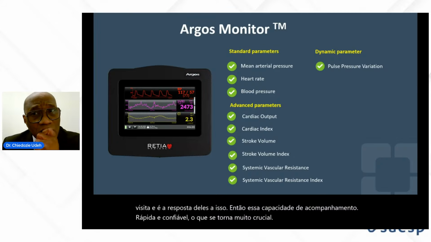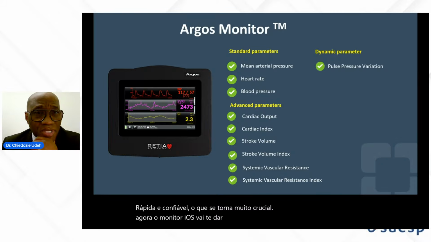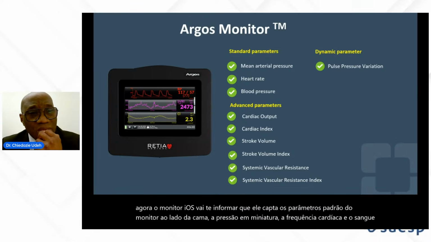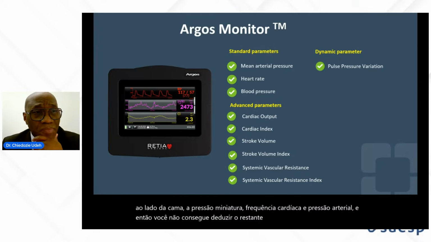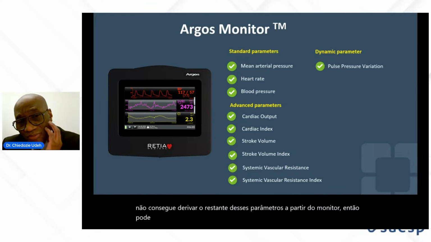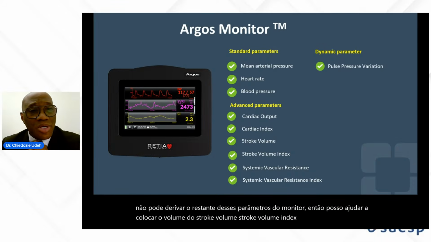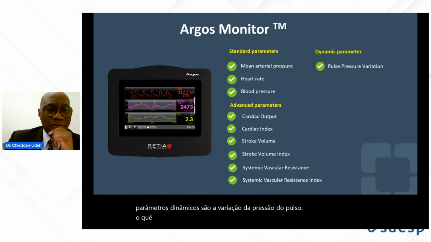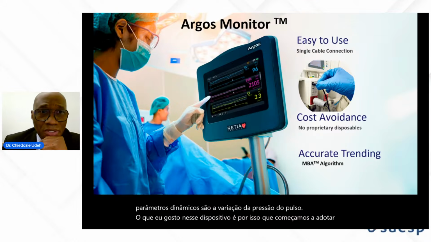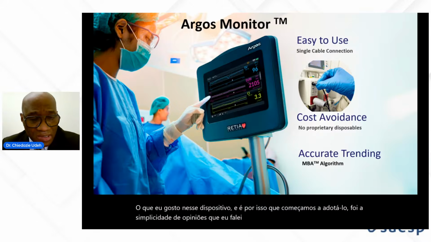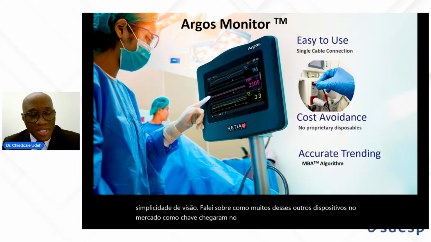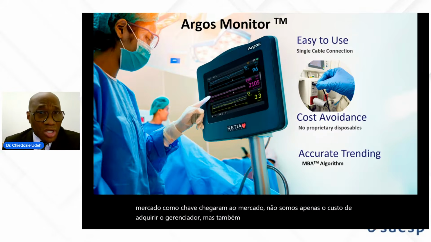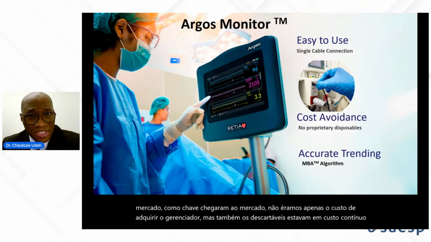Now, the Argos monitor picks up the standard parameters from the bedside monitor, the mean arterial pressure, heart rate, and blood pressure. And then you can derive the rest of these parameters from the monitor. So cardiac output index, stroke volume index, and then the dynamic parameters of pulse pressure variation. What I liked about this device, which is why we began to adopt it, was the simplicity of use. I talked about how many of these other devices on the market came with not just the cost of acquiring the monitor, but also the disposables, an ongoing cost, right? This doesn't have any disposables.